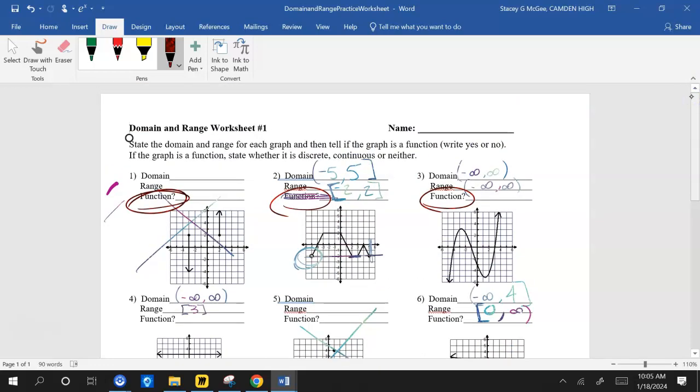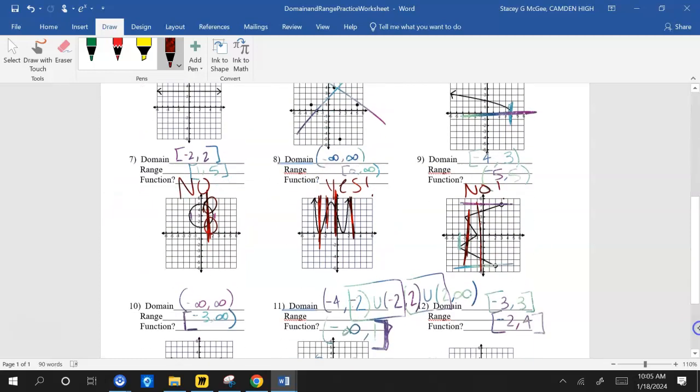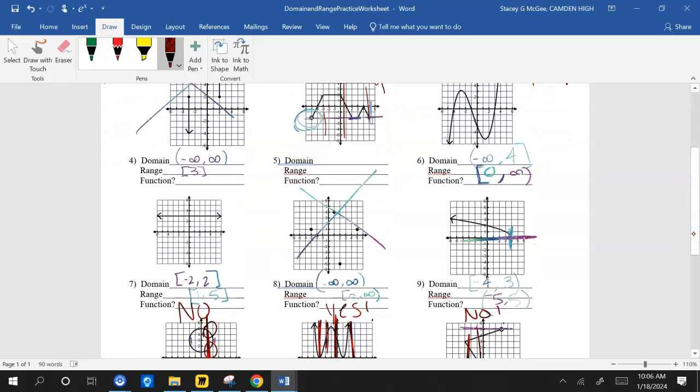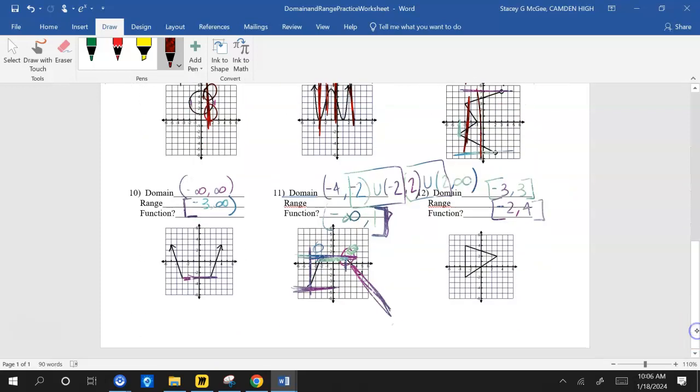How about number 2? Is that a function? Yep. There's nowhere I could drop a line to hit more than once. How about 3? Yep. How about 4? Yep, still a function. How about 6? We said 7, we said 8, we said 9. How about 10? 11? Can't tell what it is. It did this. Yes. How about 12? Does that make sense? All right.